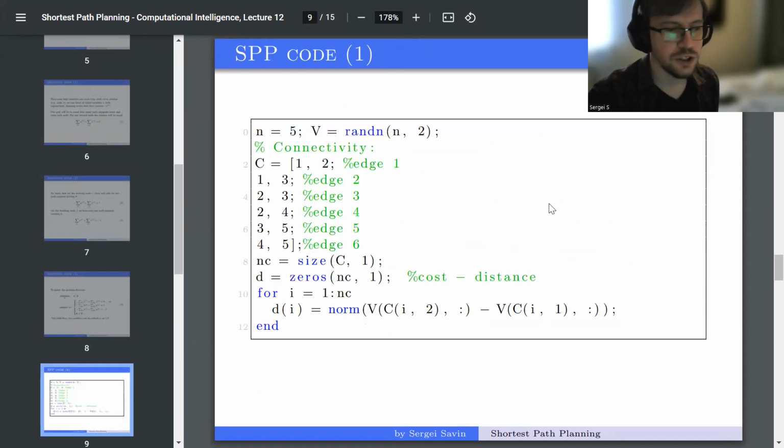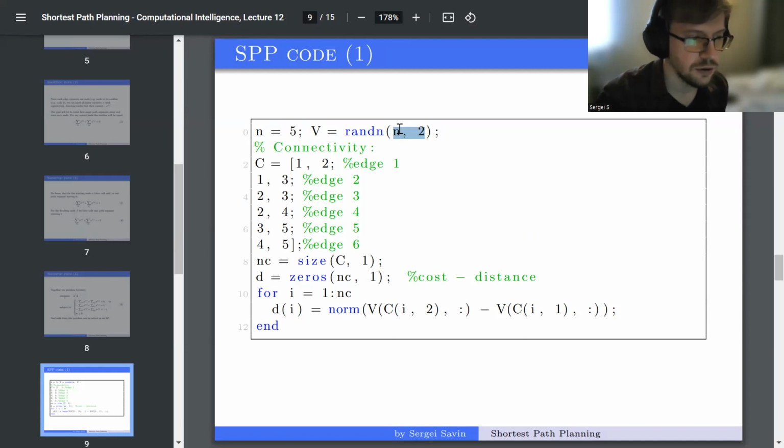Now, the code for this can look very simple. That's the MATLAB code again. We have 5 nodes. We generate them randomly. I give each of them a coordinate in 2D space in order to generate a cost of traveling from one node to another. So here's the connectivity.